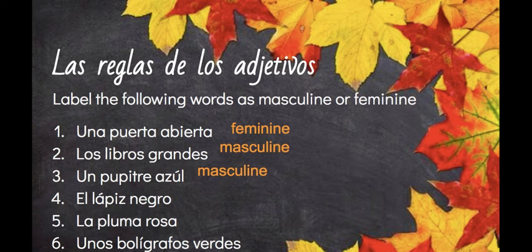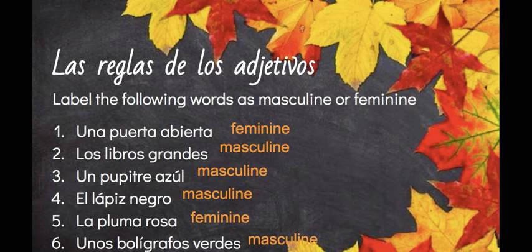El lápiz negro. This is masculine. El shows me that el lápiz, even though it ends with a Z and it's hard to tell, is masculine. La pluma rosa. This is feminine. This one's an easy one because pluma ends in an A, and we normally associate words that end with A with being feminine. But if I didn't know, I can see la in the beginning, and that definite article tells me that it's feminine. Number 6, unos bolígrafos verdes.